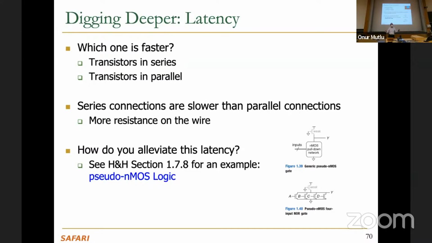Again, I don't want to talk about it in detail, but the key takeaway is you can play some tricks at the transistor level to reduce latencies. Again, those are beyond the scope of this course. But imagine that you can actually play a lot of tricks at the transistor level. So there's a lot more room at the bottom, as I said earlier, at the transistor level. And one example is in your Harris and Harris book.